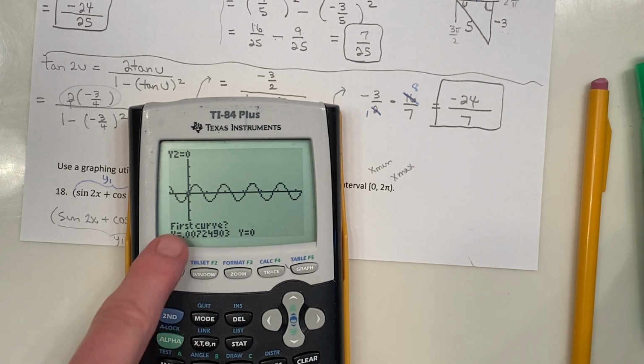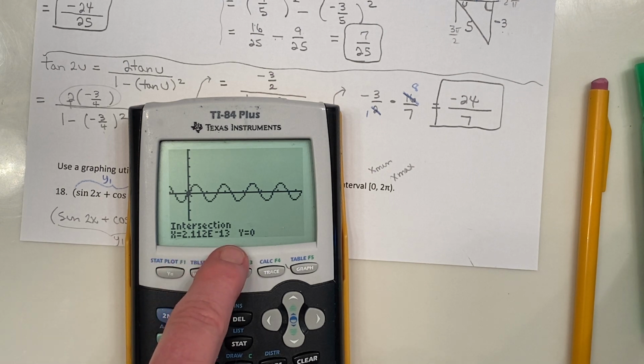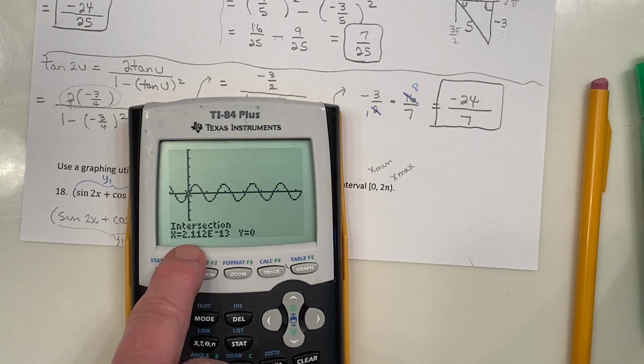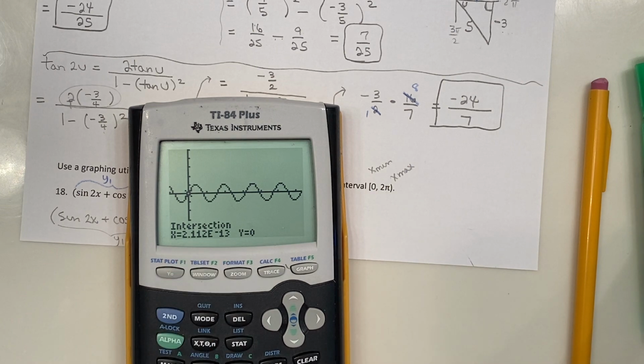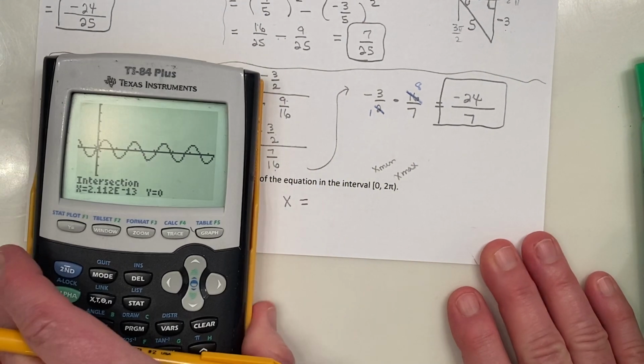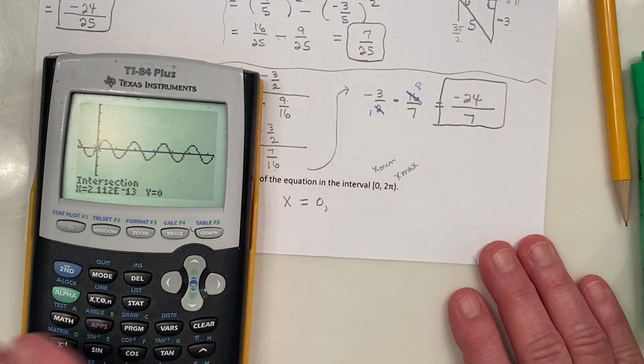Okay, and at this point, it asks me for first curve. I'm going to press enter. Second curve, yes, that's the other equation. Press enter. Guess, no. So the intersection is x equals, notice that it's scientific notation. E to the -13 means take this decimal right here at 2.1, move it 13 places to the left, filling in zeros. Well, the calculator struggles to return a 0 answer, but this is 0. So I can include 0 as one of my solutions because 0 has the bracket around it. 0, comma. Let's go through and find the other solutions.